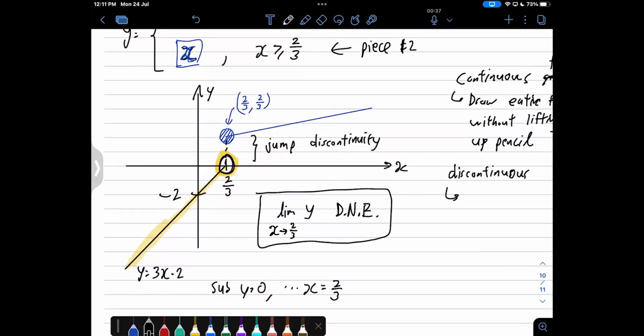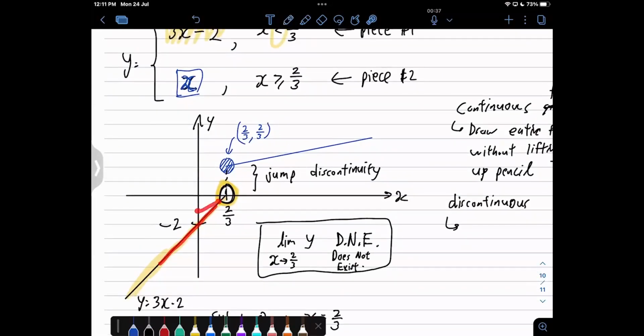Does not exist. Okay, does not exist. What do I mean by does not exist? It means that if I approach it from the left, I start with values that are slightly less than 2 over 3, which is approximately 0.66666. So let's say we start with 0.660. Then I sub in x equals 0.660. I get a y value. I sub in with 0.661, 0.662, 0.663. I get different values. Eventually it gets very, very close to 0.